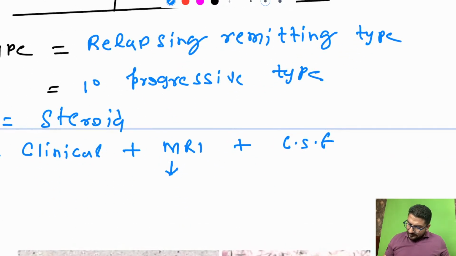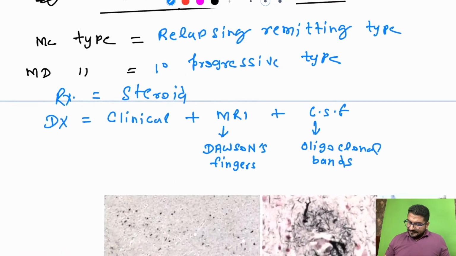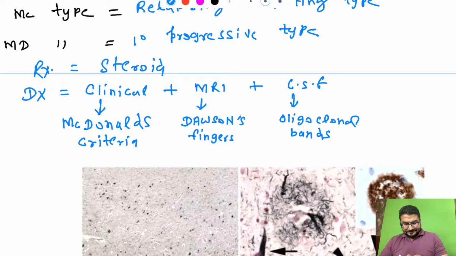So MRI will have a patchy area of demyelination. We call them Dawson fingers. And in CSF you will find antibody bands. These antibody bands are called oligoclonal bands. The criterion for diagnosis, this clinical criterion, is what we call McDonald's criteria. This question has also come in the exam. So McDonald's criteria is used to diagnose MS. Done. So these are the MCQs which they ask on MS.